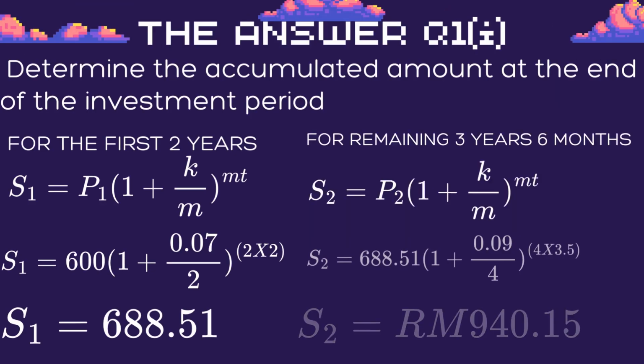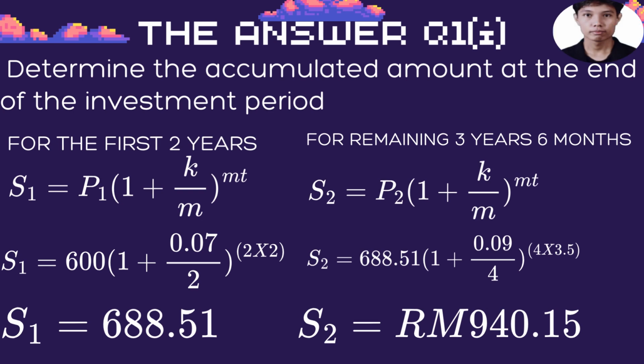Question 1, Roman 1. Determine the accumulated amount at the end of the investment period. Firstly, we calculate the total accumulated amount for the first 2 years. In this case, we use the compound interest formula, which is S equals P open bracket 1 plus K over M closing bracket to the power of MT. So S equals 600 open bracket 1 plus yearly rate 0.07 over 2 closing bracket to the power of open bracket 2 times 2 closing bracket. So the total accumulated amount for the first 2 years is S equals RM 688.51.